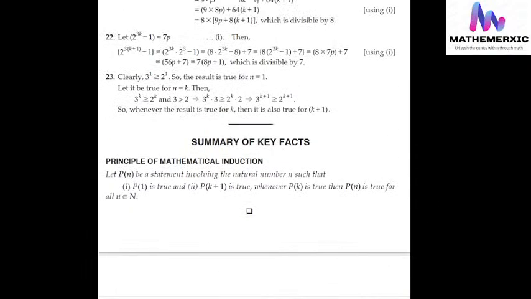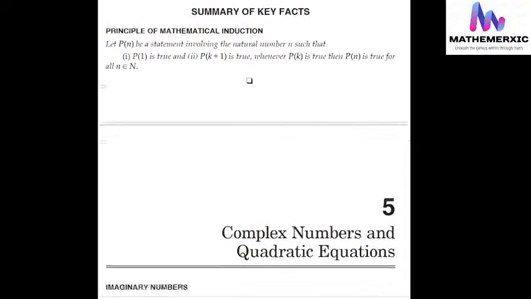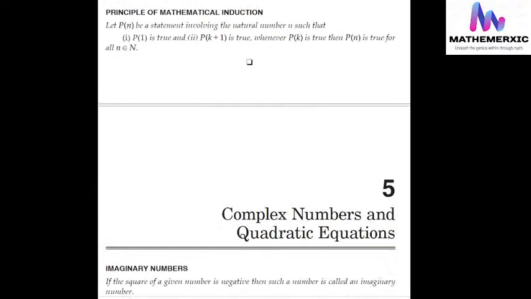Summary is there. Let Pn be the statement involving the natural number n such that, first, P1 is true, and second, Pk plus 1 is true whenever Pk is true. Then Pn is true for all n belongs to natural numbers.